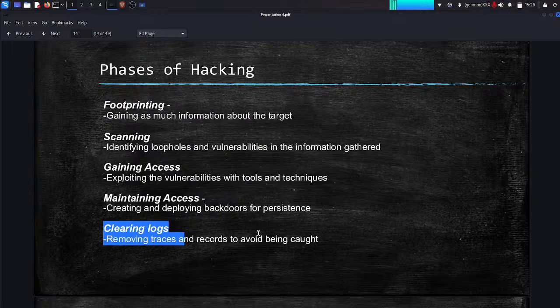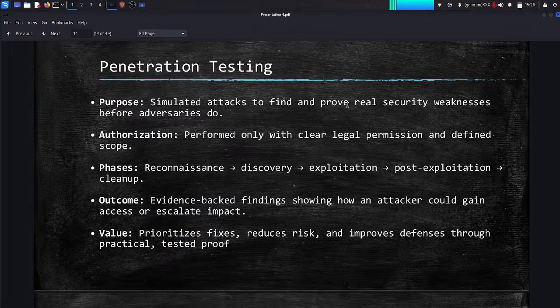Okay, so let's move to penetration testing. What is the purpose of penetration testing? It is simulated attacks to find and prove real security weaknesses before adversaries do. Adversaries are black hat hackers. As a white hat or ethical hacker, we perform our simulated attacks, find the weaknesses, and give them to the deployment team to patch before the black hat hackers carry out malicious activity.